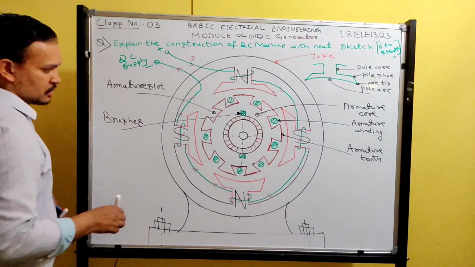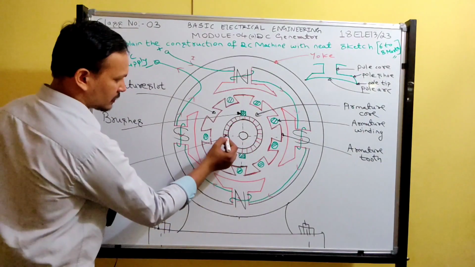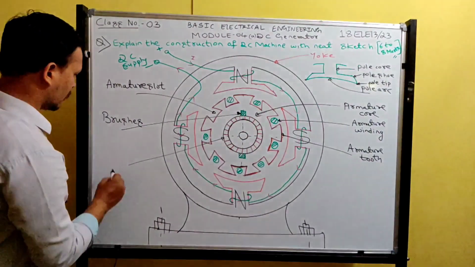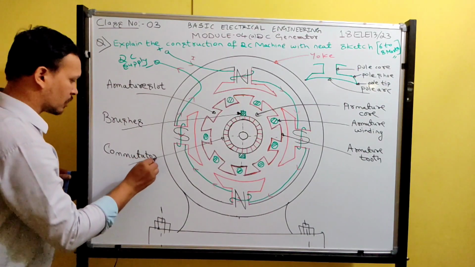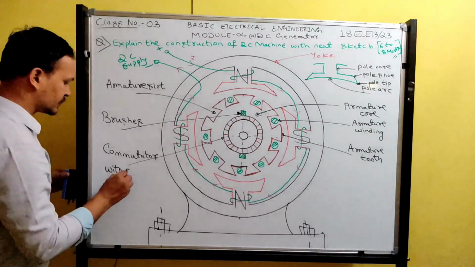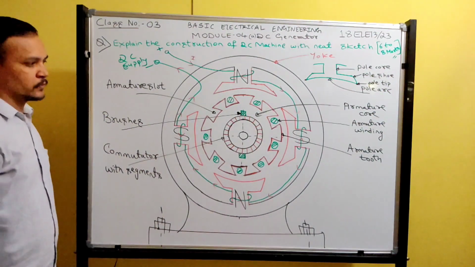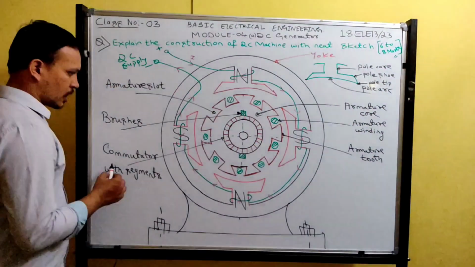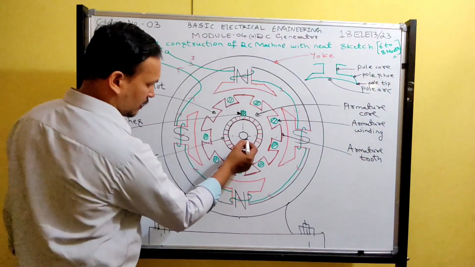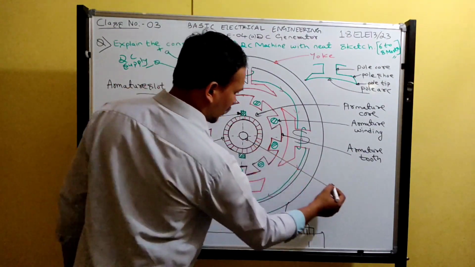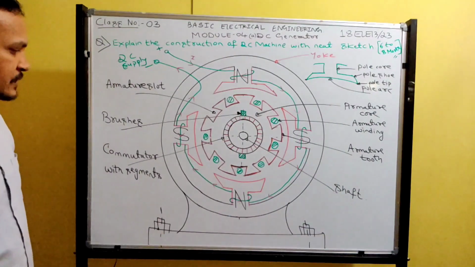Brushes. And finally, this one, this complete circle with red lines, that all together is called commutator, commutator with segments. Understood? So this entire circle is called commutator with segments. And this middle circle, this small circle, is called shaft, also called armature shaft.